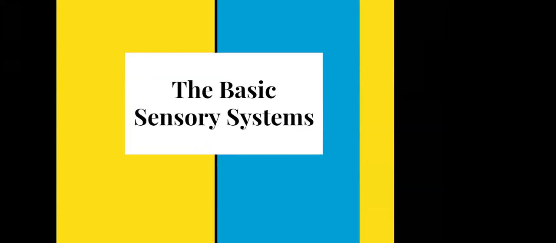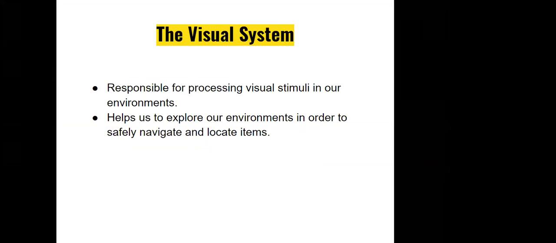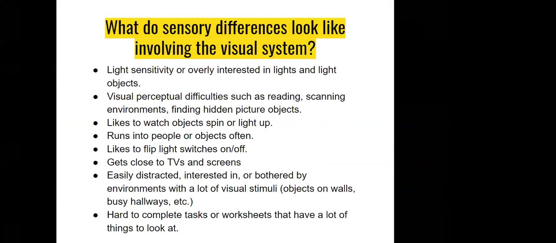So now we'll talk about basic sensory systems. Our visual system is responsible for processing our visual stimuli and exploring our environments. Differences look like sensitivity to light. Maybe they're overly interested in lights and flip the switches off and on. Visual perceptual difficulties such as reading, scanning the environment, finding hidden picture objects. So they are overstimulated by maybe a lot of visual input.